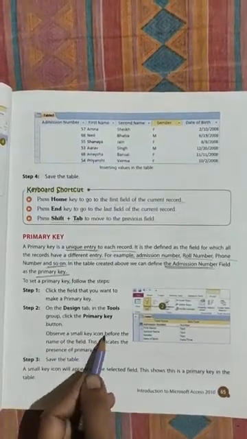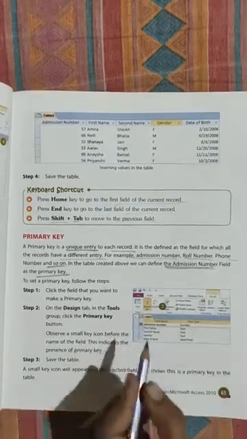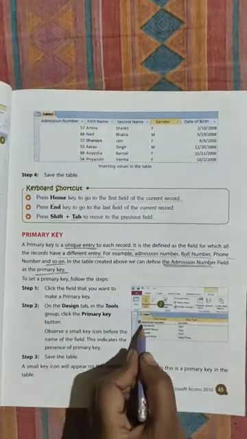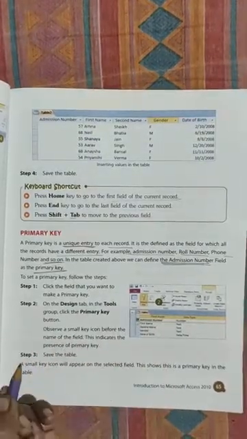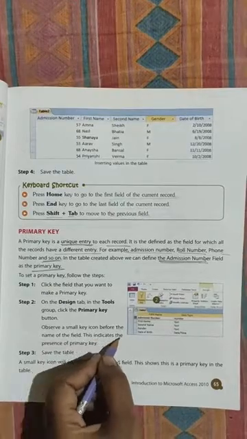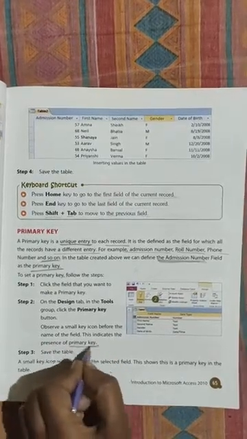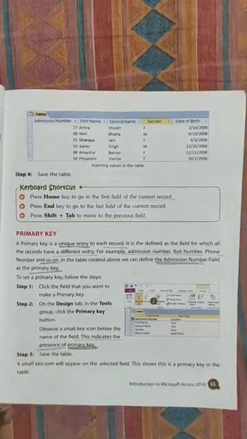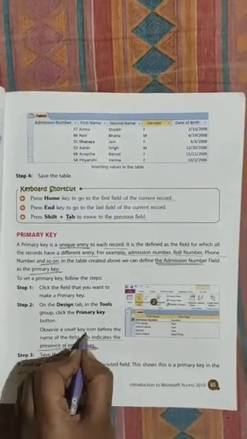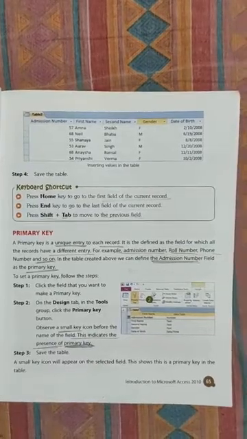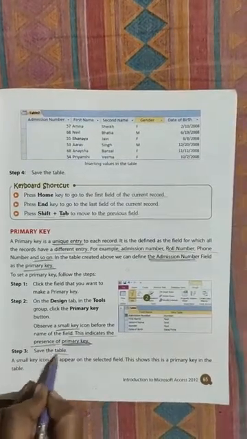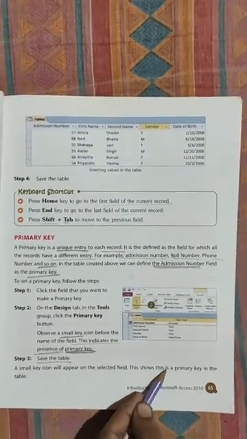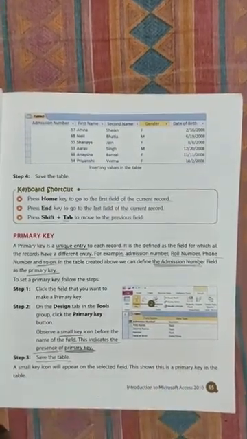Observe a small key icon before the name of the field. This type of icon, like a key, will be before the name of the field. This indicates the presence of a primary key. Underline this: this indicates the presence of a primary key, which is your small key icon. Understood? Now step 3, save the table. A small key icon will appear on the selected field. This shows this is a primary key in the table. Understood?